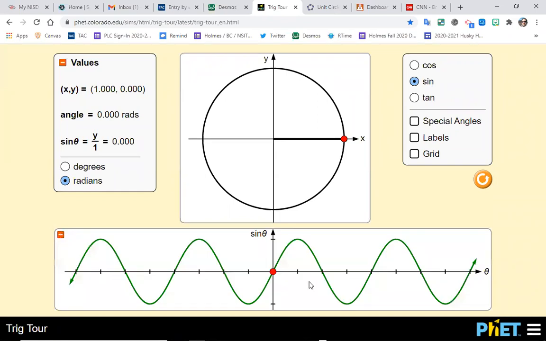So here's our graph. Now what I want you to do, as I pull this point on the circle, is watch the red dot on the graph. As I start going from 0, notice it starts at the origin, 0, 0. But as I start going up, here is our high point, it comes back down to 0, goes down to -1, and then comes back up at 2 pi.